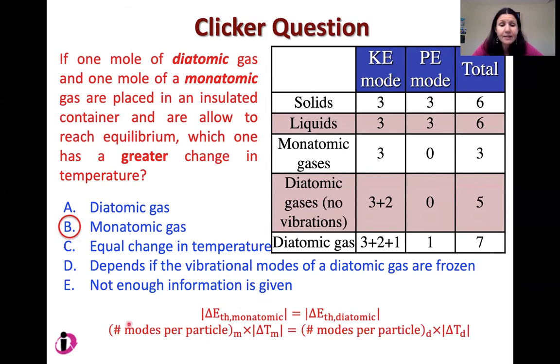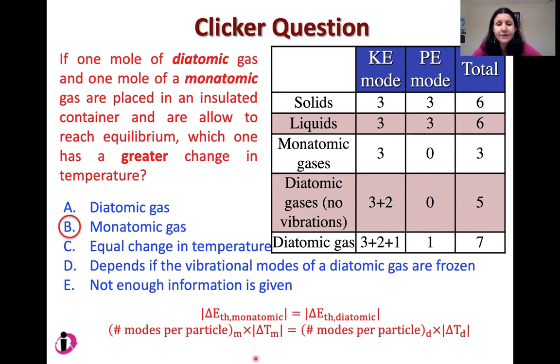And now if we write these in terms of these modes, we can see that the constants up front cancel because they're going to be the same, like the 1/2 kBT, or the number of moles, because we have 1 mole for both gases. So what we're asking here is which one will have a greater delta T? Well, the monatomic gas has fewer modes, so we put 3 here. And let's say vibrational modes are not active. So we put 5 or 7, it doesn't matter, you'll get the same answer.